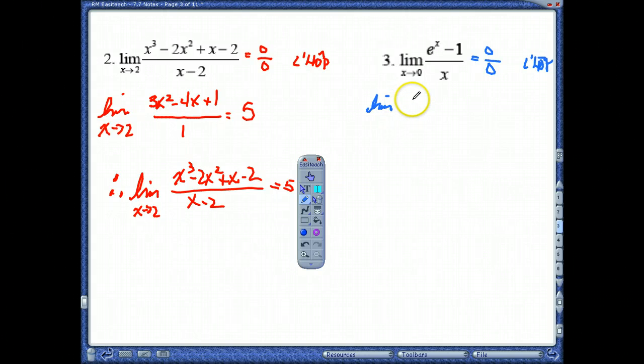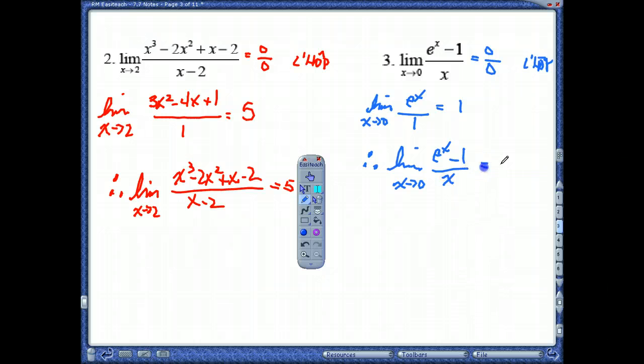Okay, so the derivative of e to the x is e to the x. The derivative of x is 1. That automatically tells me I'm going to get finished. All right, so now when I put 0 back in there, e to the 0th is 1. Divided by 1 is 1. Therefore, my original limit by L'Hopital's equals 1.